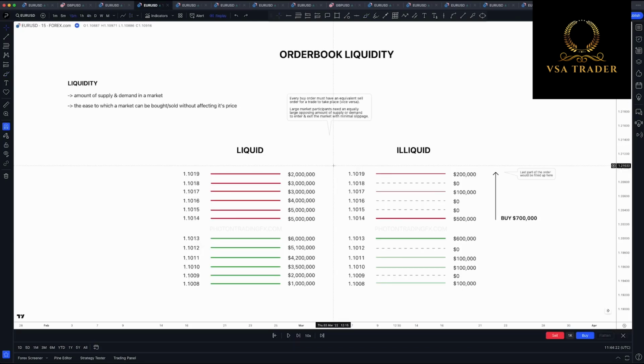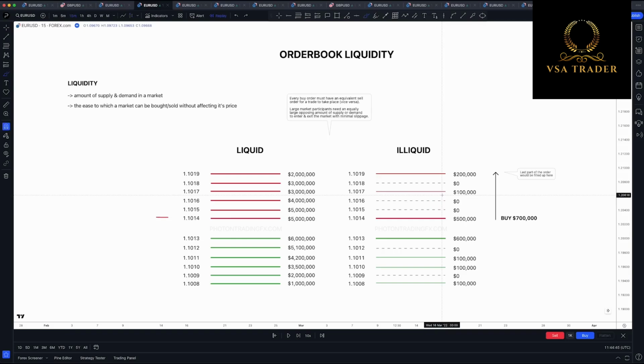So what actually is liquidity? Well, in its most simple terms, liquidity is just how much supply and demand there is in a market at every price level. On the left here, we have a very liquid market. So you can see that at every single price level, there is a lot of volume on both sides of the market. Whereas in an illiquid market, there isn't, right? There's a lot less volume at each price level. Some price levels, there might not be any volume, right?